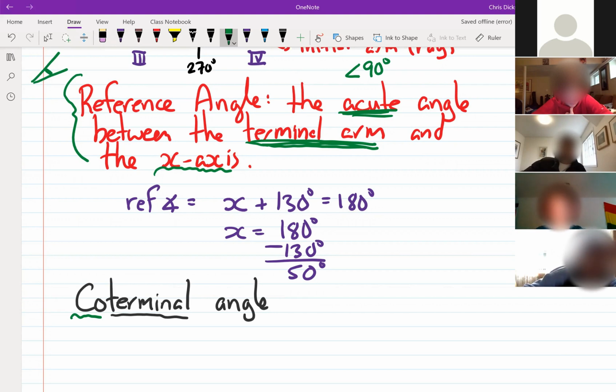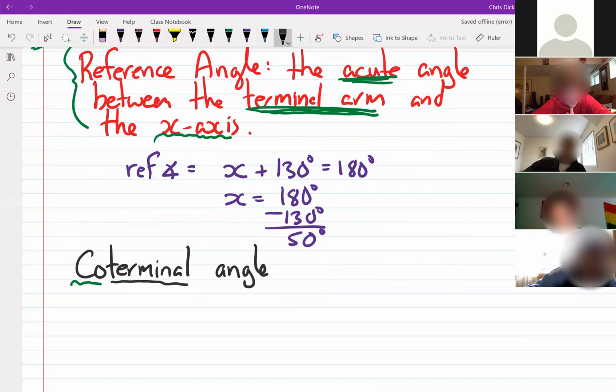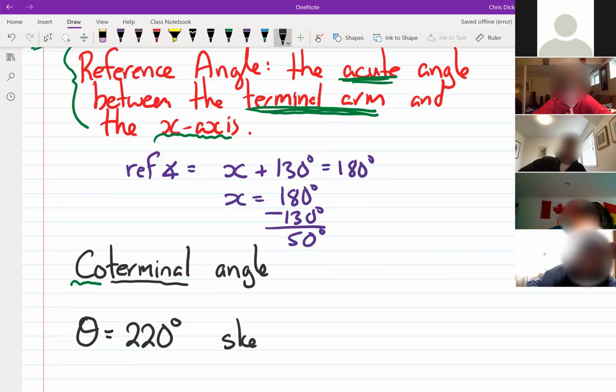So before we give you a definition for it, I want you to draw or sketch this angle. I want you to sketch the angle 220 degrees. And once you've sketched it, so do a quick sketch, I want you to find the reference angle, and then we'll talk about coterminal.